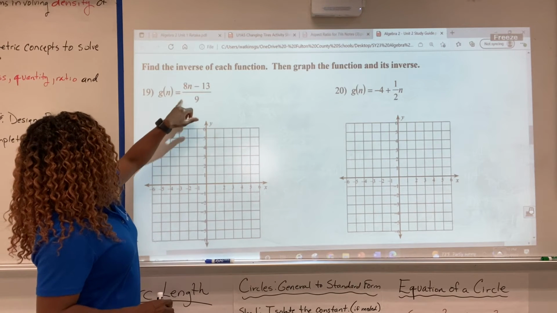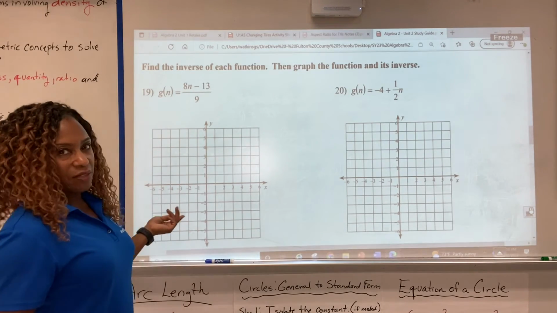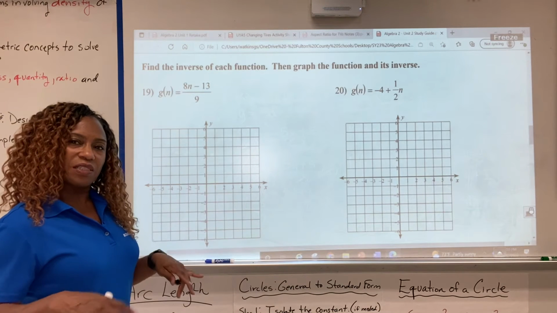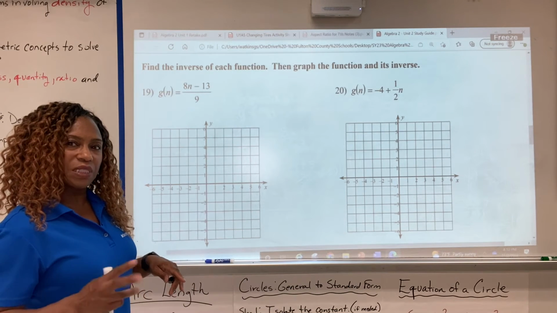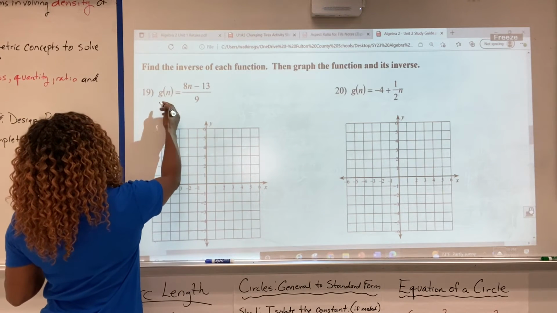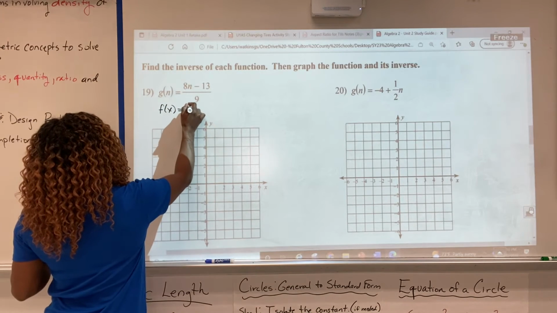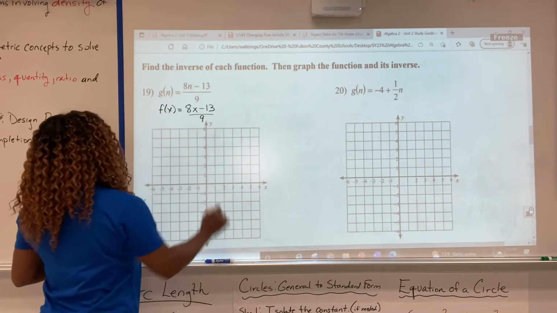G of n is equal to 8n minus 13 divided by 9. And let's go through the steps again. And for the sake of using Desmos, where we are allowed to use the x variable or the y variable because of the x and y coordinates, I'm gonna go ahead and just rewrite this. Let's make this f of x, something we're familiar with, and let's make this 8x minus 13. And this is gonna help when you actually graph them.